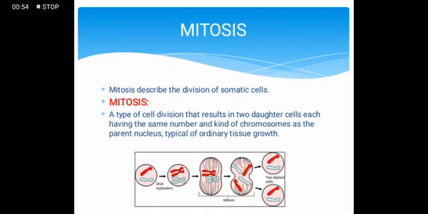Mitosis. It describes the division of somatic cells, a type of cell division that results in two daughter cells, each having the same number and kind of chromosome as the parent nucleus. Before mitotic cell division begins, DNA is first replicated during the synthetic phase of cell cycle so that the amount of DNA is doubled to a value known as tetraploid.